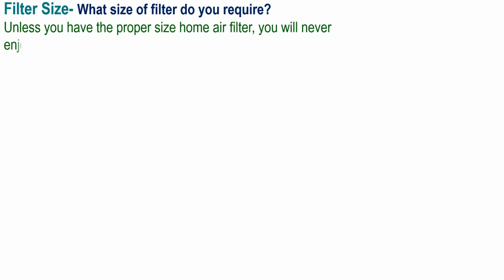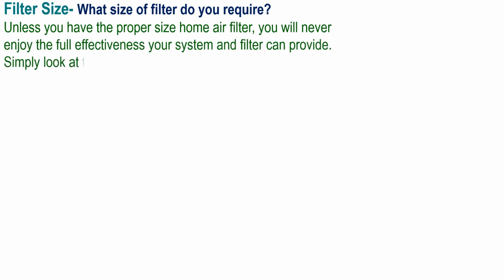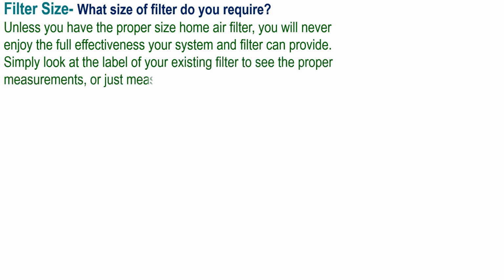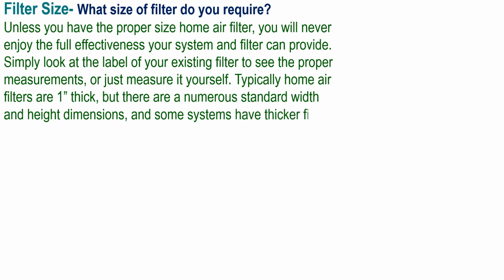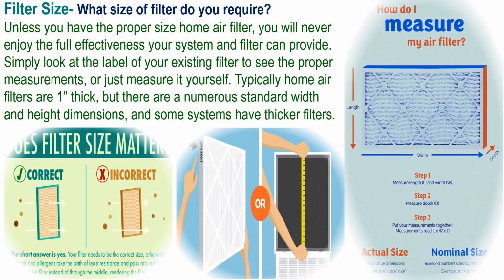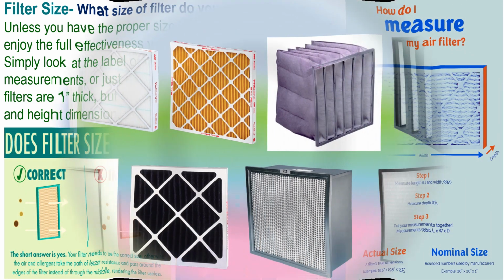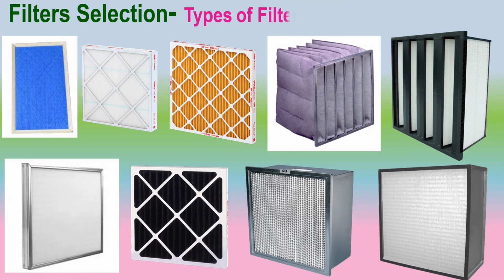Filter selection based on filter size. What size of filter do we require? Unless we have the proper size of air filter, we will never enjoy the full effectiveness of our system and filter can provide. Simply look at the label of your existing filter to see the proper measurements, or just measure it ourselves. Typically home air filters are 1 inch thick, but there are numerous standard width and height dimensions, and some systems have thicker filters.